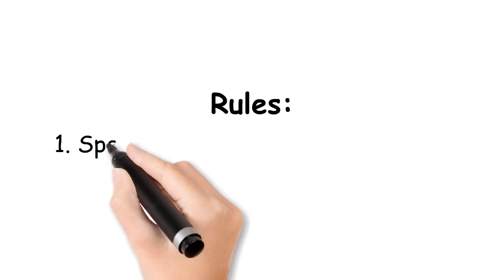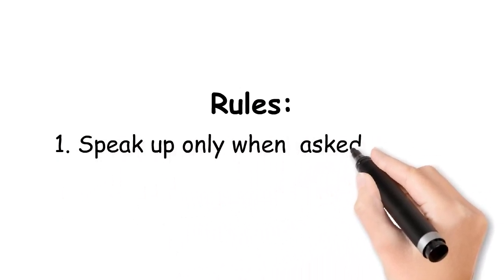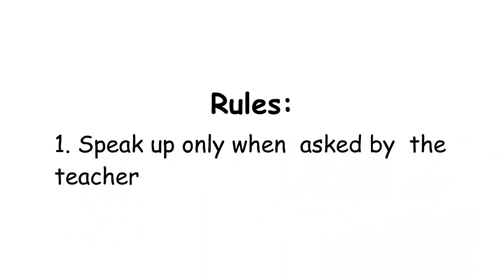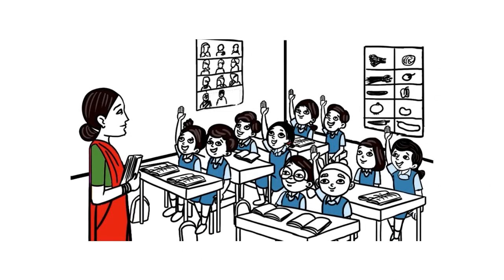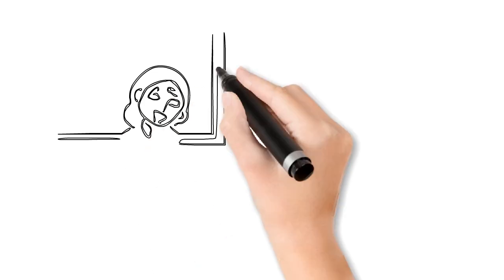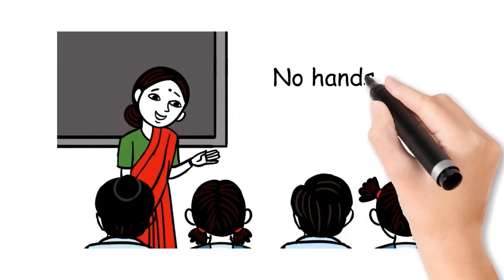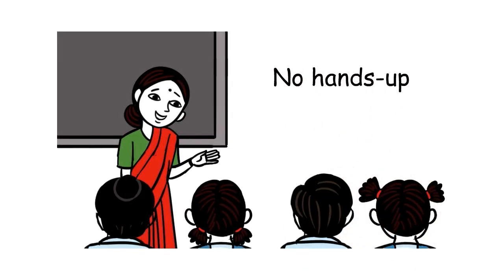To establish such a classroom environment, it is advisable to decide on a few clear rules. For example, the first rule could be that no child should speak up unless you ask her to do so. Children may raise their hands to speak. Or you may use the no hands up technique, which means that no child should raise hands after you ask a question. You will ask any child to give her views.